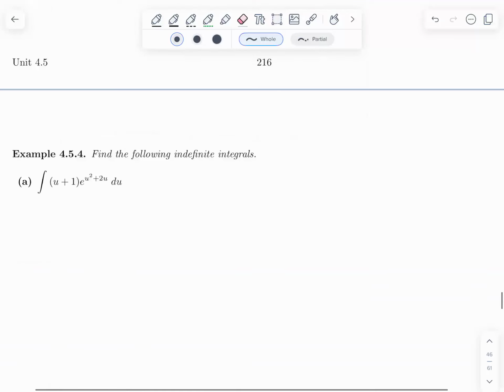We're back. So we get to do this one. The integral of u plus 1 times e to the u squared plus 2u du. A good choice for an integral substitution would be, you could try u plus 1, but that really wouldn't get us much. You could try it if you want to, but it won't get anywhere. And then the only thing left would be the exponent.